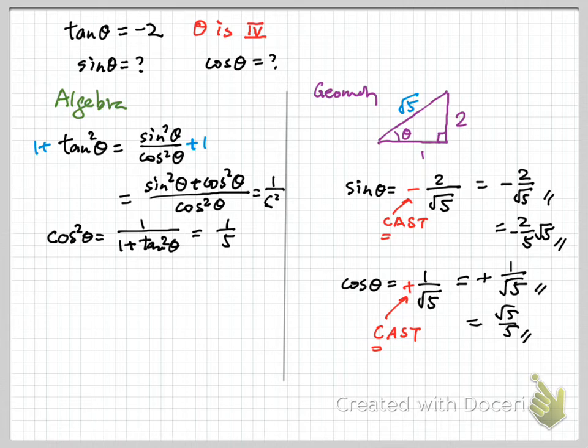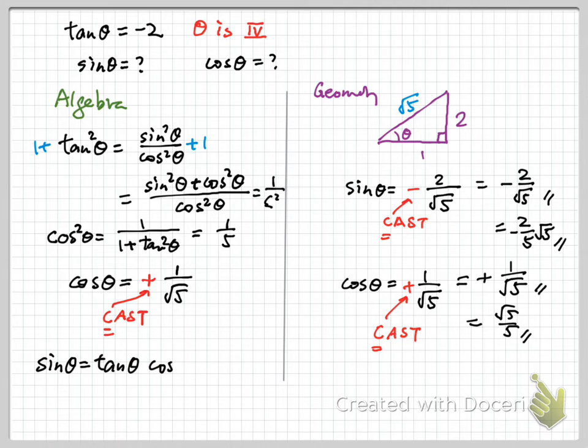At the end, the algebraic method tells us that cosine theta will be 1 over root 5, plus or minus. And we choose to keep the plus because of CAST: cosine in the fourth quadrant is plus. And by similar token, sine theta is tangent times cosine, because tangent is sine over cosine. So that is -2 times 1 over root 5, so we have -2 over root 5. So naturally, we come to the same answer.